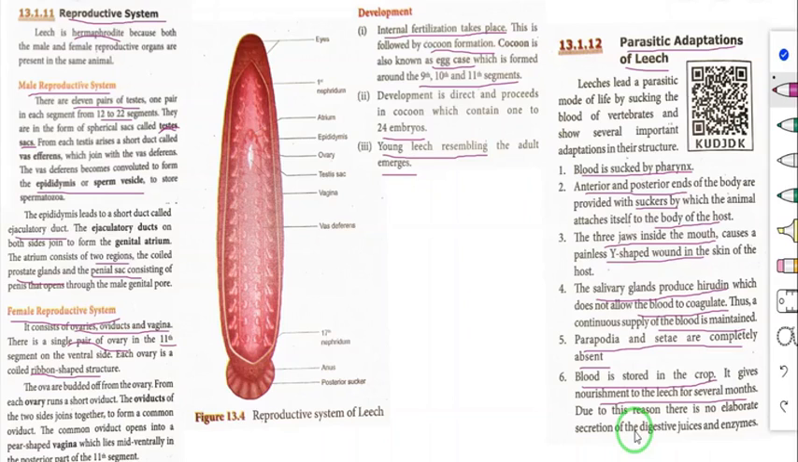Today you have to learn these parasitic adaptations, 6 points. You have to learn that answer and write it in the notebook, as well as the structure, reproductive system. That question also, you have to learn the male reproductive system and female reproductive system. So these 2 questions, today you have to learn.